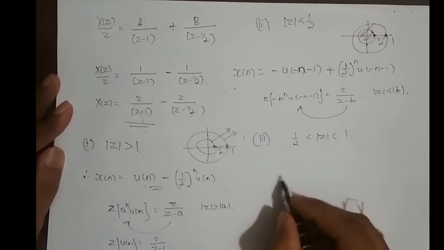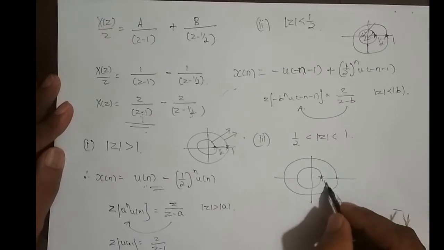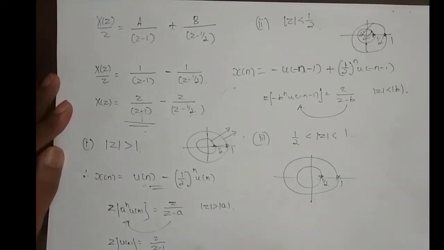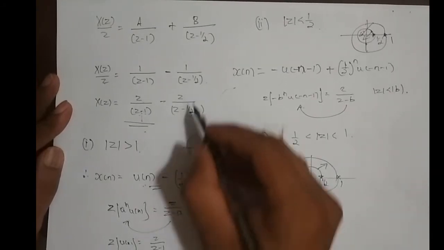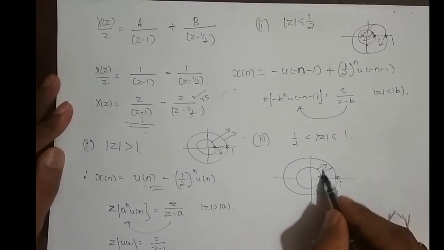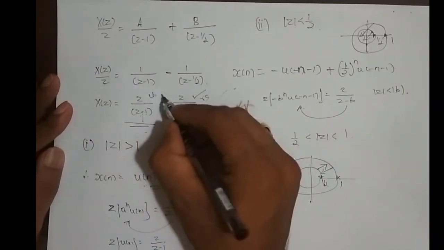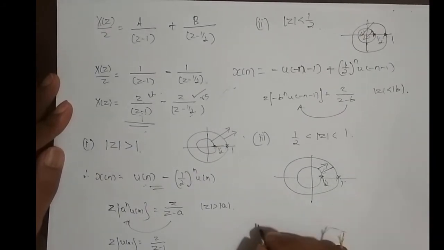Okay, so if this is the case, one has to be left sided and one has to be right sided. This is at pole 1 by 2, this is at pole 1. So the one corresponding to 1 by 2 has to be a right sided sequence, and this has to be a left sided sequence, so that the intersection of these two will be in between 1 by 2 and 1. Okay, so what happens to x[n]?